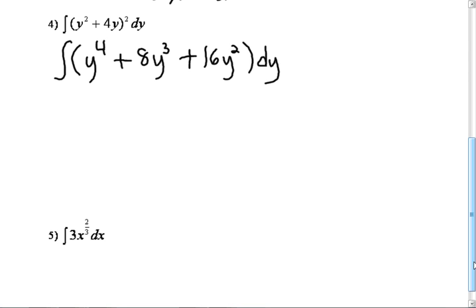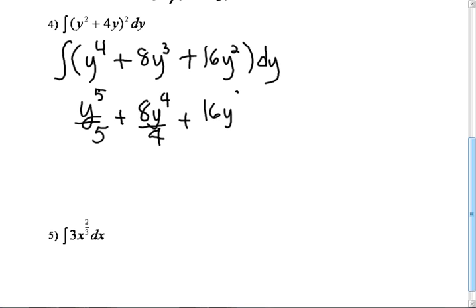Kind of interesting. Okay, so now we're going to find the antiderivative, and so that's the easy part, probably. It's y to the what? 5 over 5 plus 8. I'm tired today, so I'm not going to think. Y to the 4th over 4 plus 16 y to the 3rd over 3 plus c.